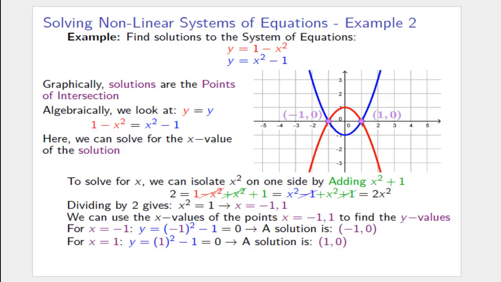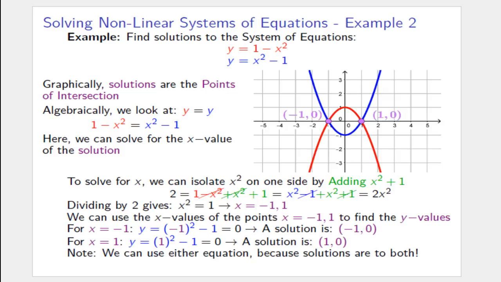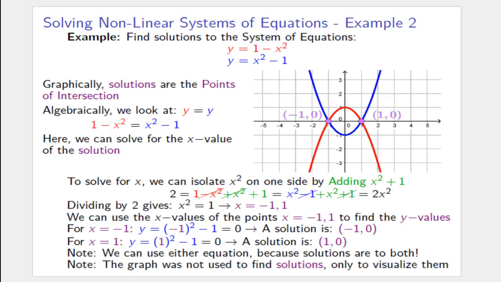Here, once we got the x value, we found both of our solutions using the blue equation. It's worth pointing out that we can use either equation because solutions are solutions to both equations. If we had plugged the values x equals 1 and negative 1 into our red equation, we would have gotten 0 in both as well. It's also worth pointing out that the graphs were not used to find these solutions. We only used the graph to visualize what the solutions meant. And we could have found these solutions completely algebraically without the graph at all.